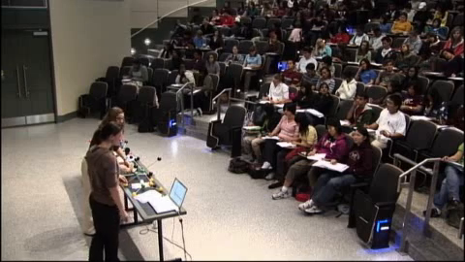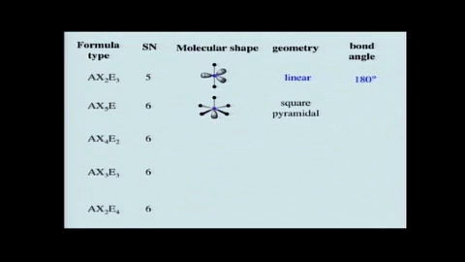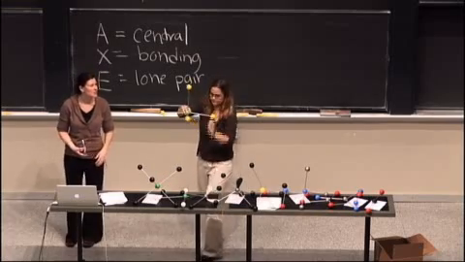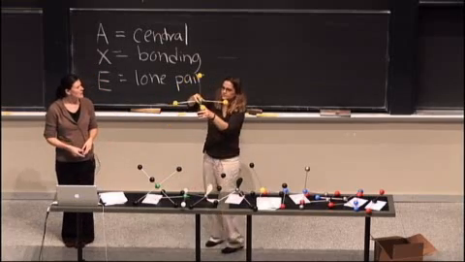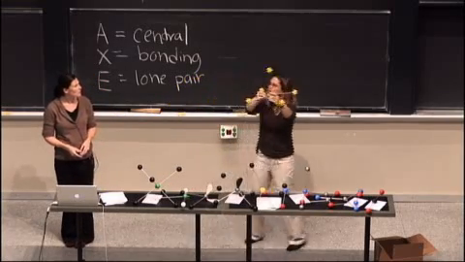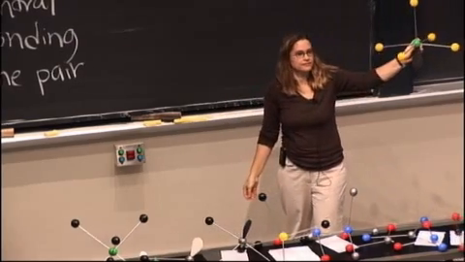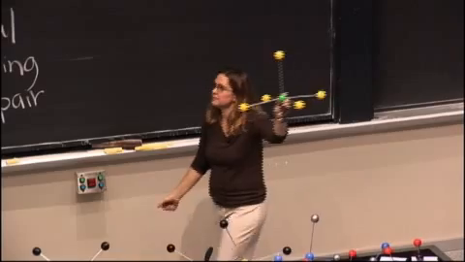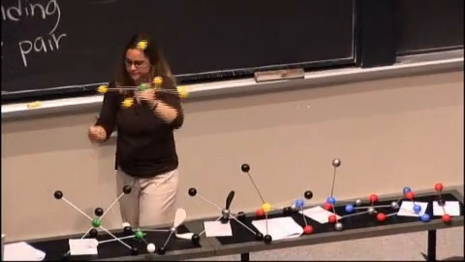So for AX5E, what we have here is called square pyramidal. This is square because of the 4 square at the bottom of your pyramid. Then you can picture the pyramid as you go to the top. And so what angles would you have here? Yep, less than 90. So less than 90, great.